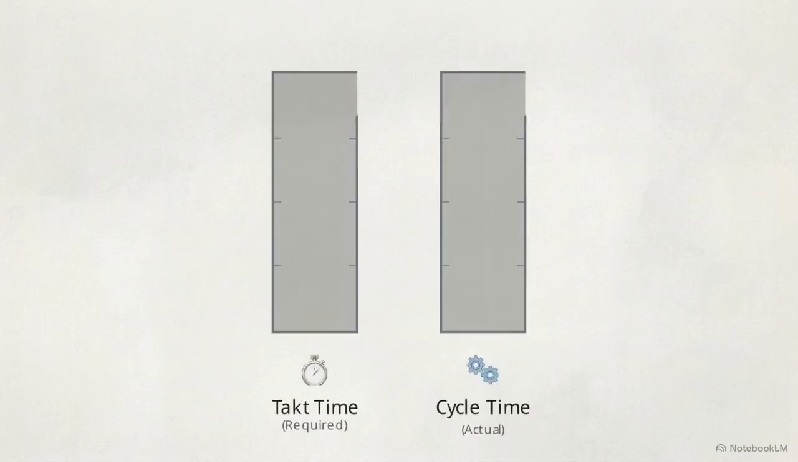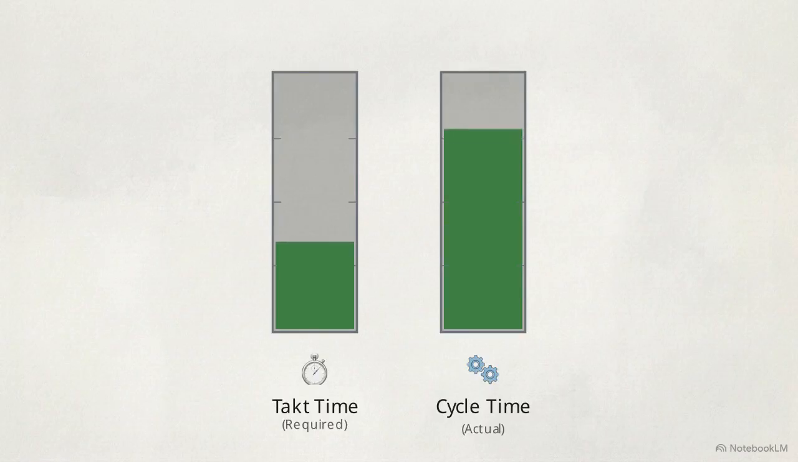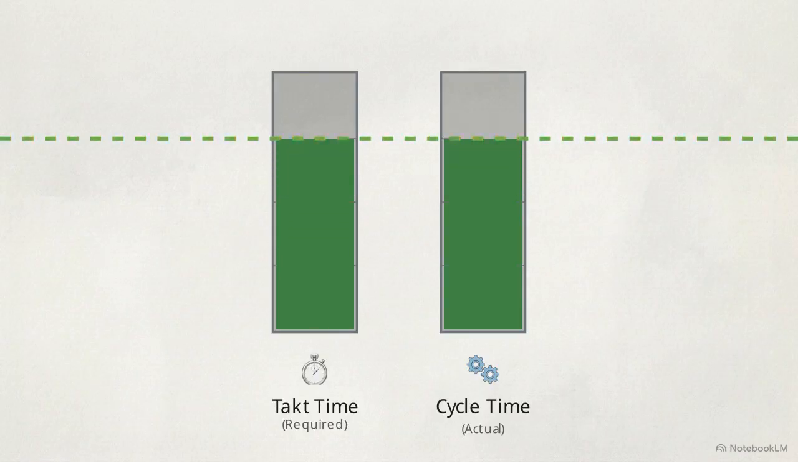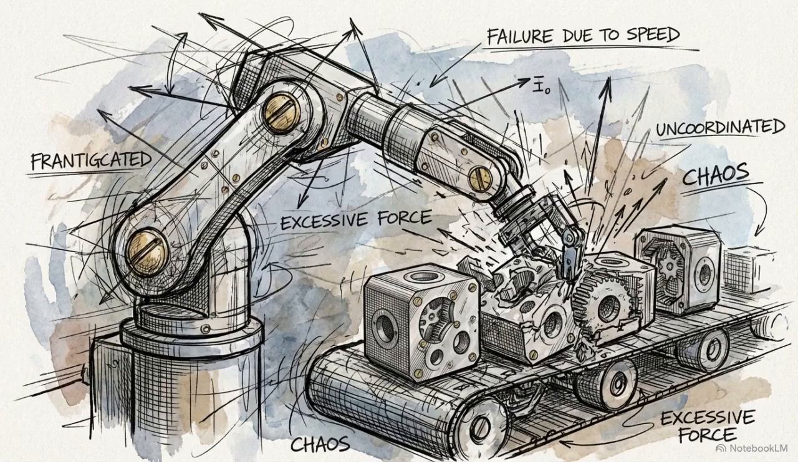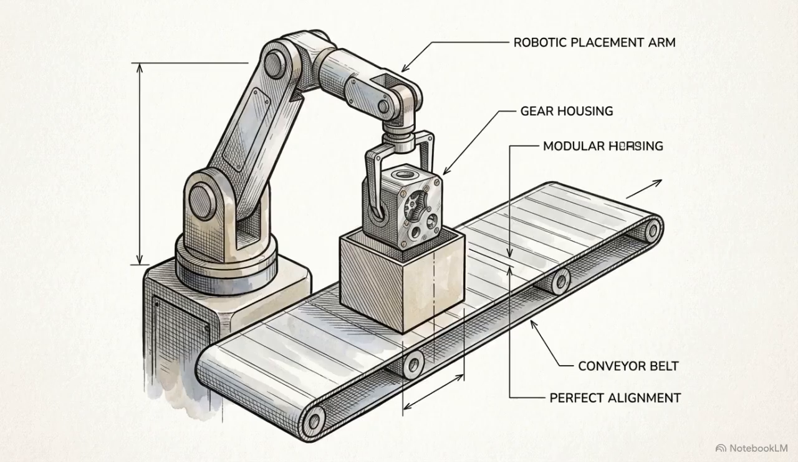Operations must calculate their required pace based on net available time and balance actual cycle times strictly against that result. True operational excellence is not achieved by moving as fast as possible, but by moving at the exact speed the market requires.